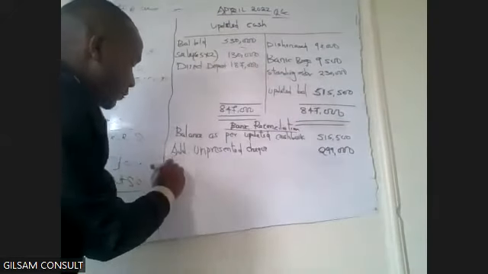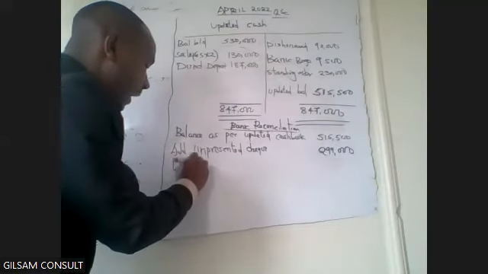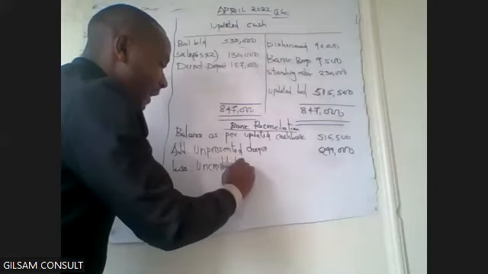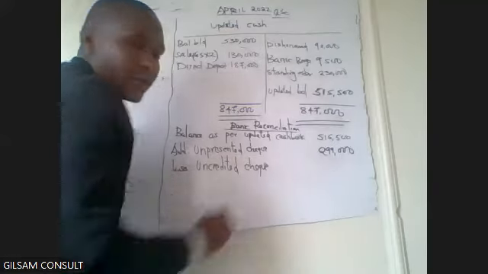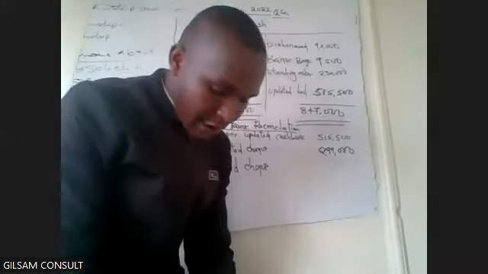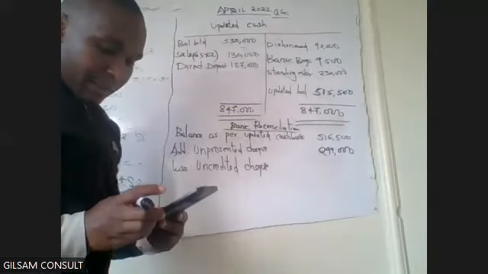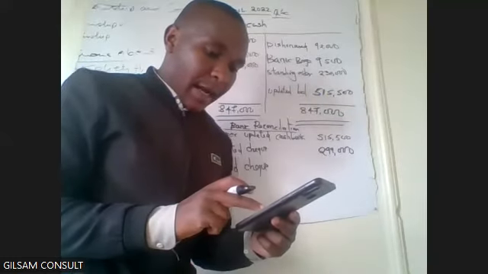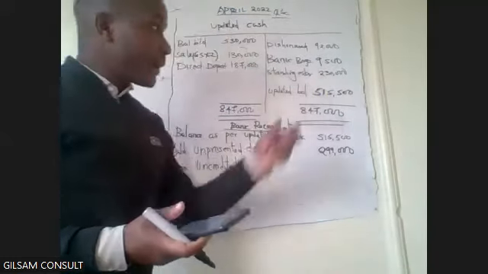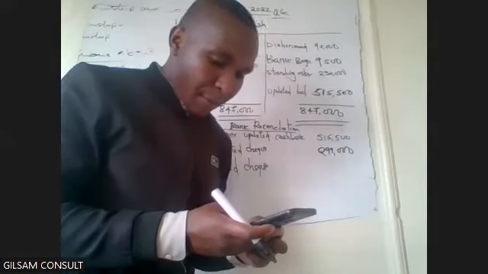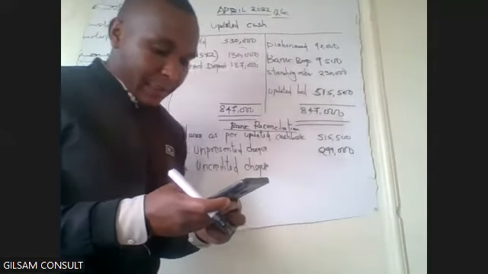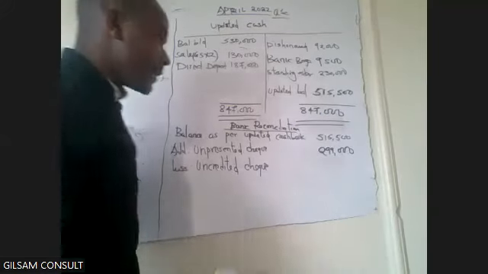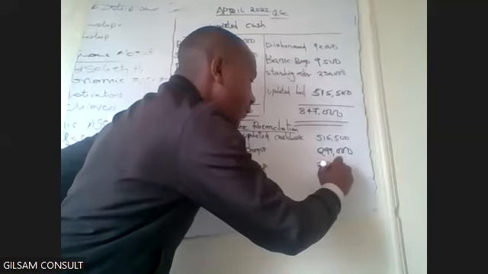And then you less the uncredited checks. How much is our uncredited check? Look at note number 6. Checks totaling 206,000 were received and debited in the cash book. They have already updated the cash book, and these checks had not yet been credited to the bank account. So we have not credited that one, 206,000.